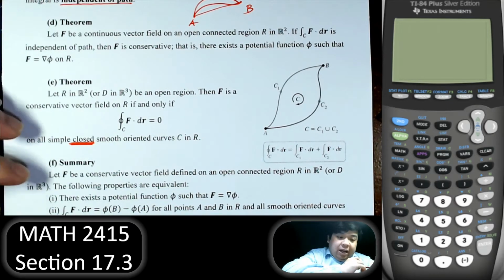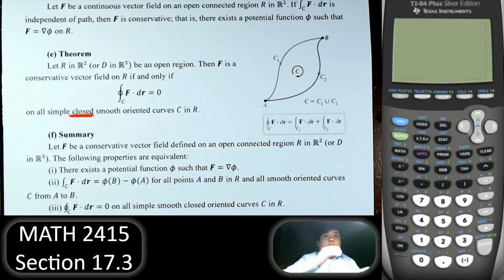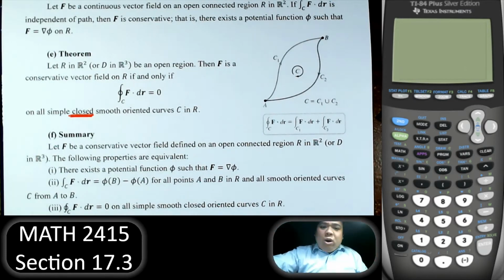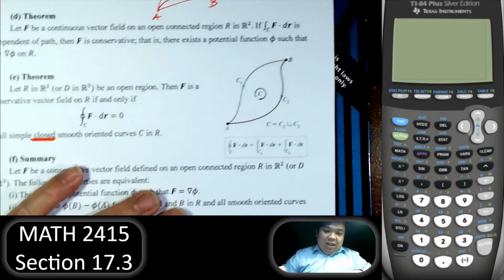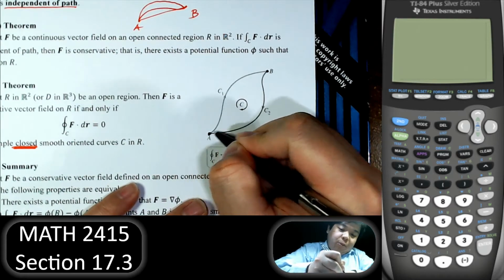And finally, next we have all of them, all the equivalent statements. So what is the idea here? The idea here is, let's say we go from A to B.